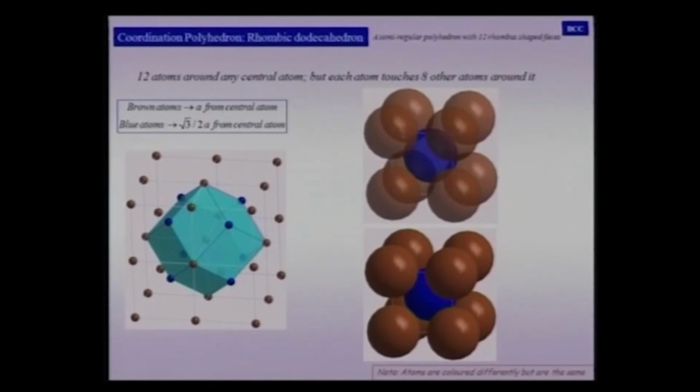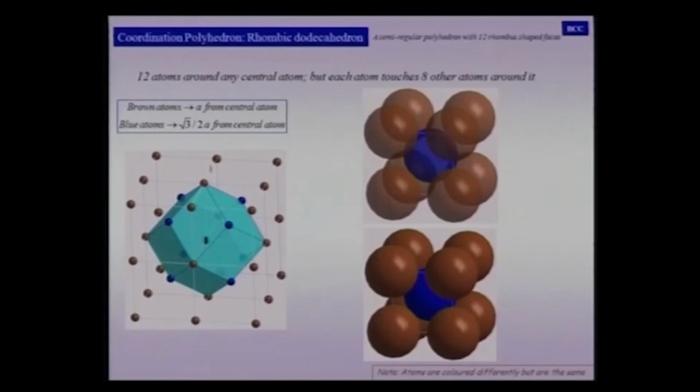it would be a rhombic dodecahedron. But the important point to be noted here is that even though the rhombic dodecahedron is made up of a single kind of face, which is a rhombus, if I take a central atom, then all the atoms are not located at the same distance from the central atom. This is an important point to note. For instance, the atoms shown in blue are located at a distance of root 3 by 2 a from the central atom, and the ones shown in brown are located at a distance a.